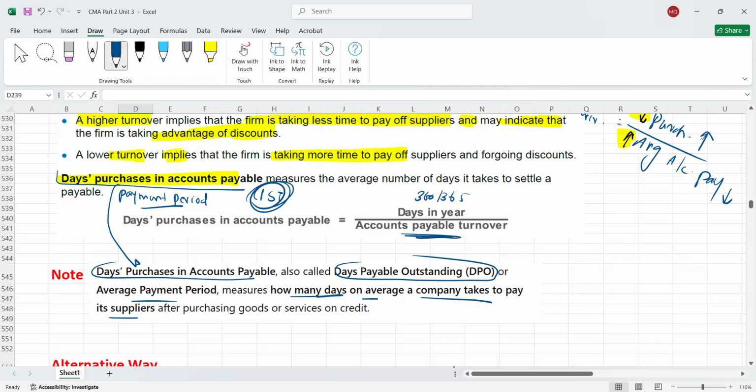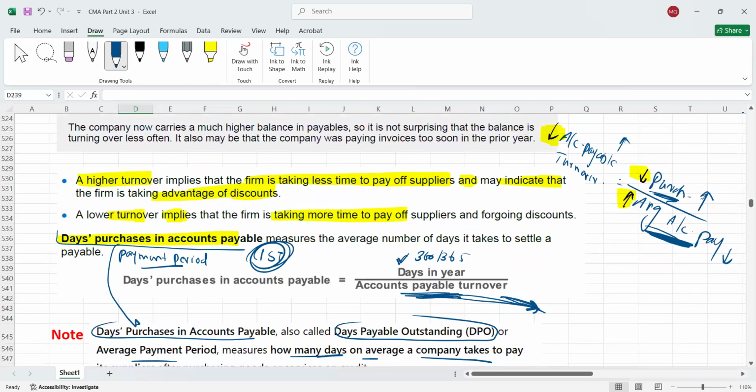So what you have taken? Days in a year divided by accounts payable turnover ratio, guys. This is a turnover, not average. So turnover ratio you have to take, and the turnover formula was what? Purchases divided by average accounts payable. Okay, my bad. So this formula is what? Days in a year divided by accounts payable turnover. You calculate the turnover by using this formula: purchases divided by average accounts payable. It's actually a slip of tongue, guys.